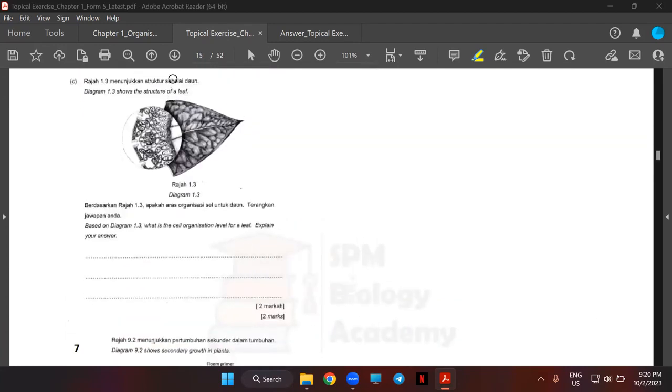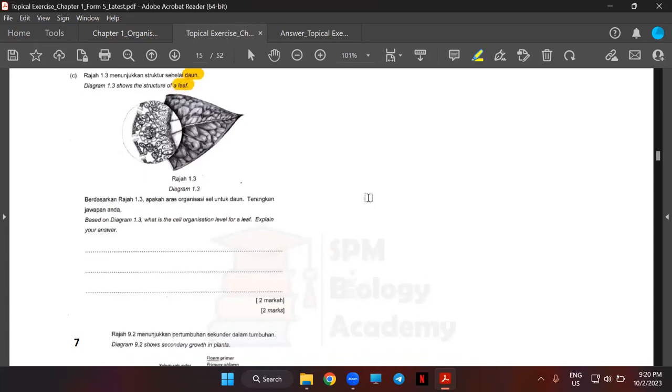Diagram 1.3 shows the structure of a leaf. Alright. Talking about leaf, bercakap pasal daun, kita akan belajar di chapter 2. In chapter 2, we will learn about leaf: what it does, how it looks like, what is inside the leaf. Everything is in chapter 2.